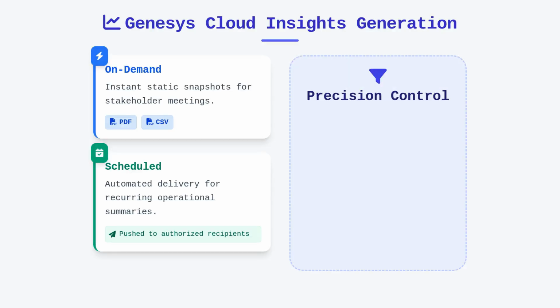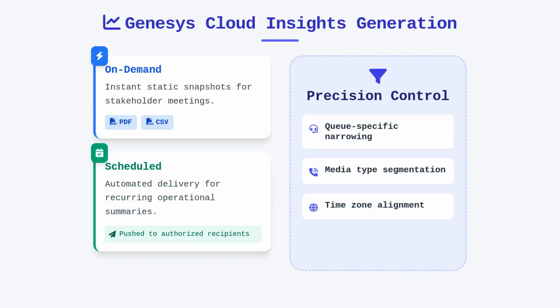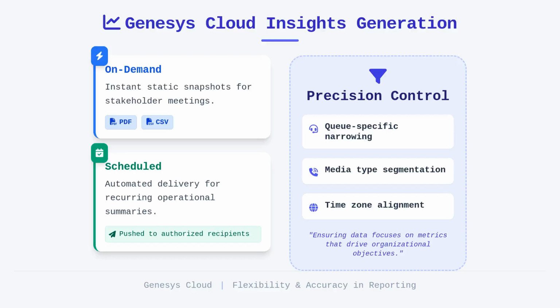When configuring these schedules, it is important to consider the underlying filters and parameters because they dictate the accuracy and relevance of your output. Filtering allows you to narrow down results by specific queues, media types, or time zones, ensuring that the data you export is focused on the metrics that matter most to your specific organizational objectives.